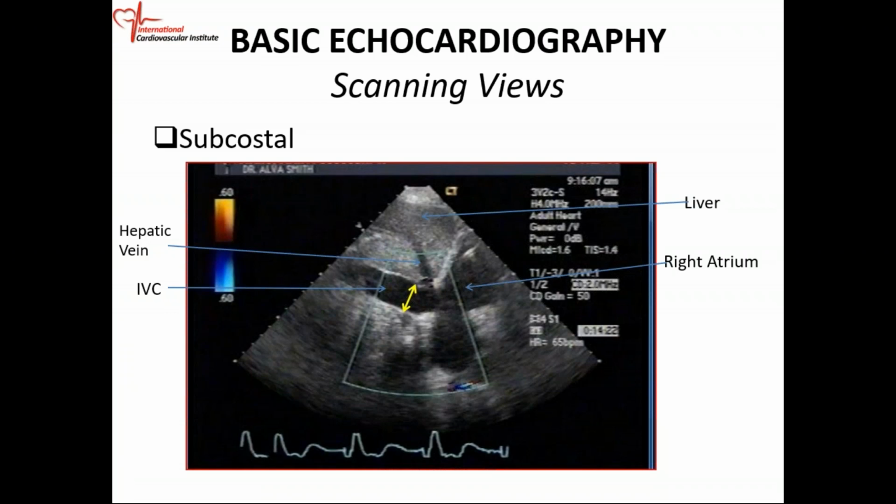Hepatic vein, which drains into the inferior vena cava. Okay, and when we measure the IVC, we usually measure it just before you get to the hepatic vein. So it's very important to measure it. We measure the IVC in all of our studies.